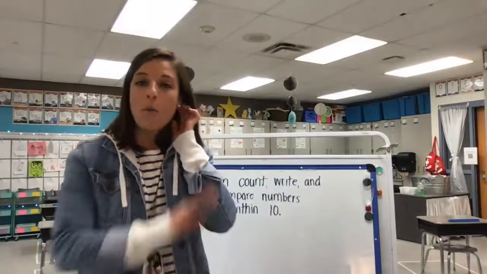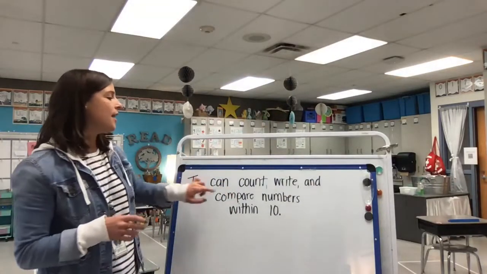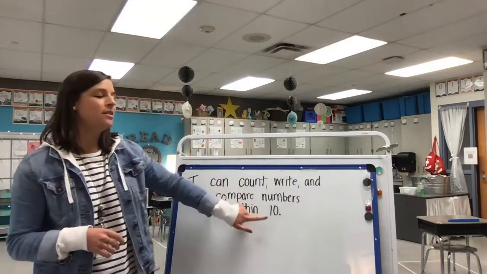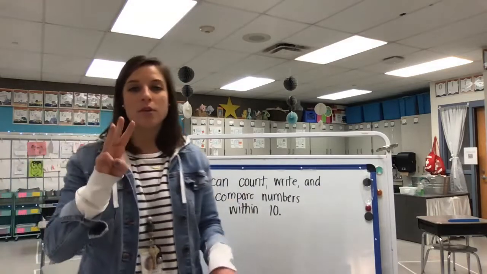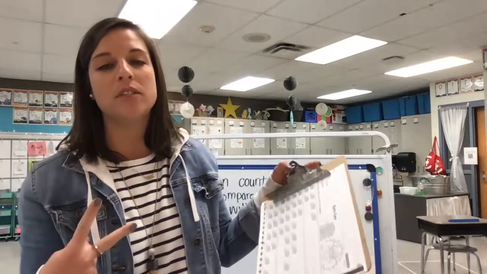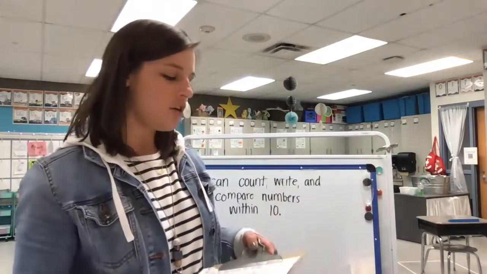All right, friends, welcome back. Today for math, we're going to work on our learning target that says I can count, write, and compare numbers within 10. So we're going to do all three of those things. We're going to count the corn, we're going to write the number to match how many we counted, and then we're going to look at two groups of corn, and we're going to circle the group that is greater, X the group that is less, or circle them both if they are what? Equal, that's right. So let's take a look.